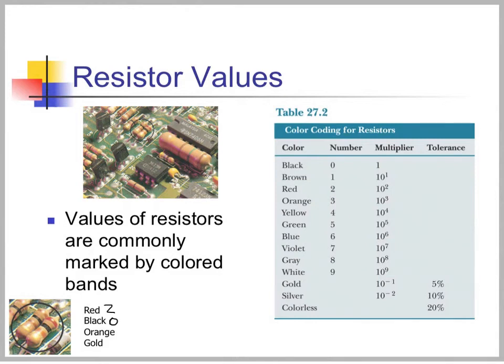So 2, 0. Now the third band is a multiplier. And orange says 10 to the third, so we're going to get 10 to the third. And the gold tells me about how good of a resistor it is, what kind of tolerance it has. So I'd write that 2, 0 times 10 to the third ohms, plus or minus 5%, or it's somewhere then between 19,000 ohms and 21,000 ohms.